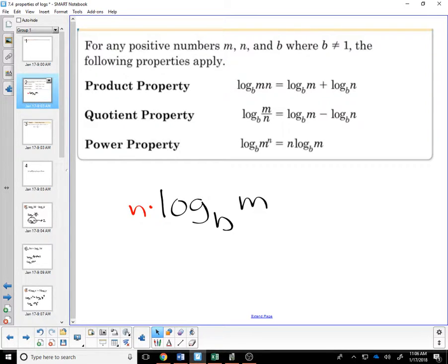And you can go the other way too. If I do have a multiplier up front, I can take that multiplier and kick it to be an exponent on the answer, or where the answer is supposed to be. So it can go either way, vice versa. Make sense? It's not a hard thing, is it?